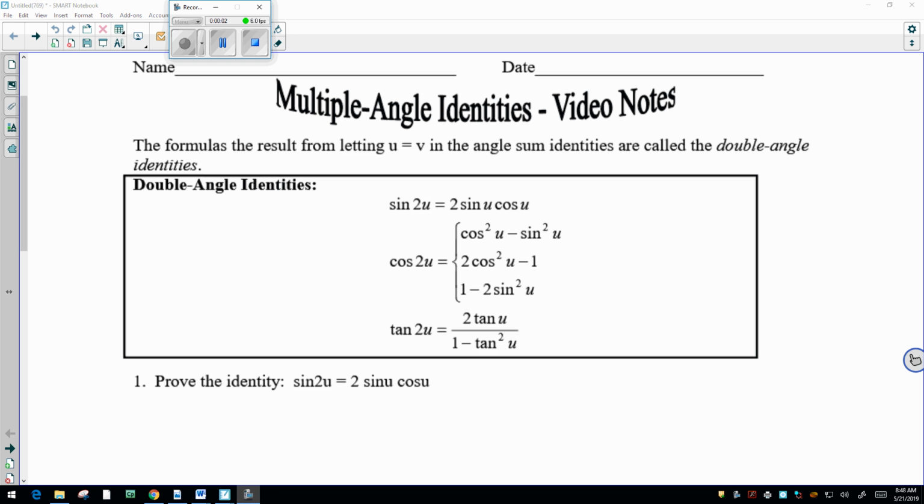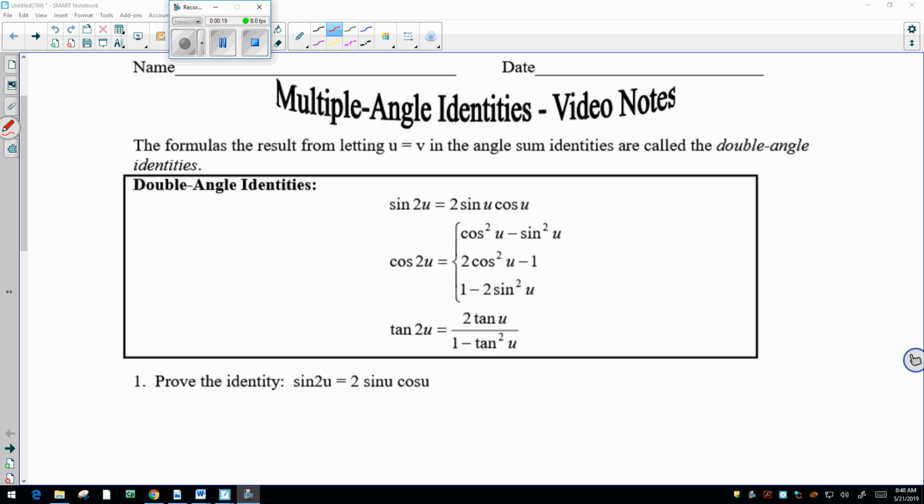So more fun with trig identities. We're going to take a look at what's called multiple angle identities and half angle identities. Multiple angle just because, well, there's two. So I have sine of 2u instead of maybe just sine of u. That's giving us that multiple angle.